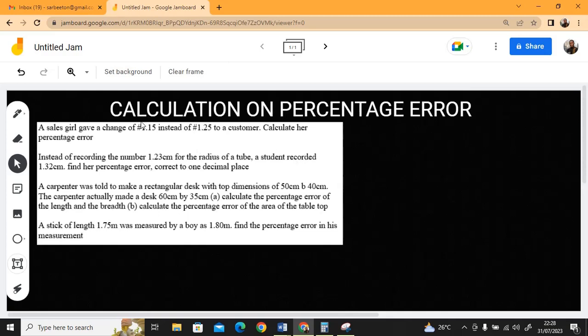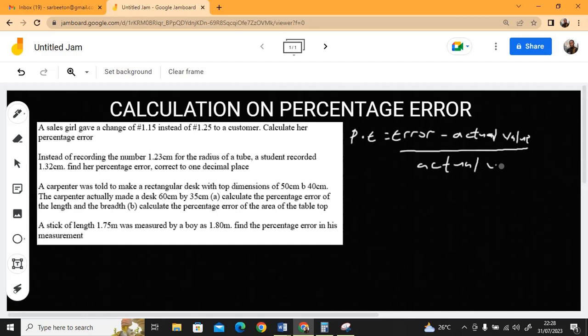Now you know in our previous class I told you that percentage error is the error the person made, minus the actual value, over the actual value, times 100%. So this is the percentage error formula.